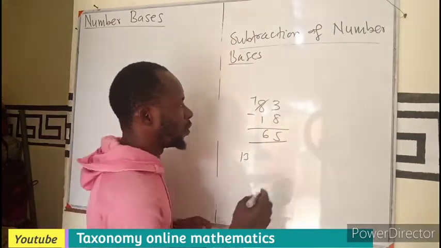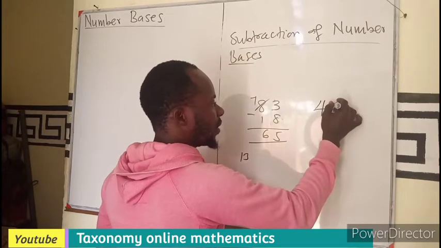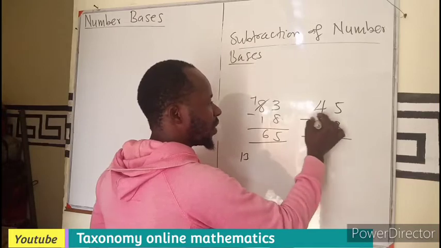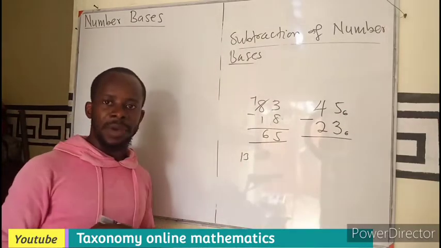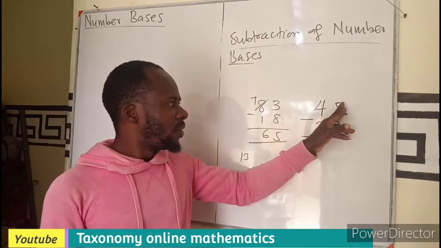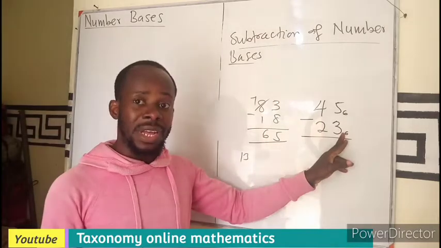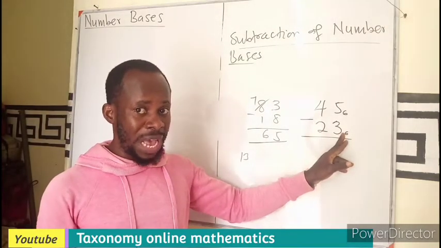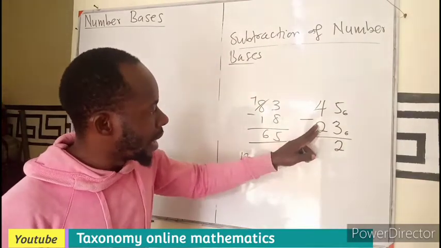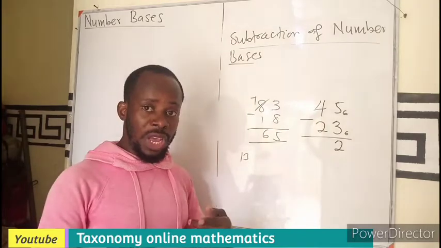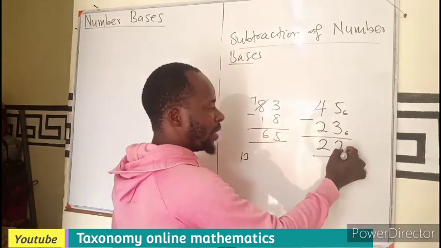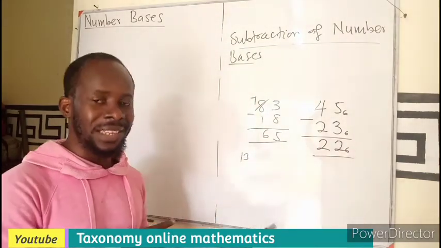Alright, let's go further to have 45 and 23. Let's do this in base 6. Then base 6. This is going to be 5 minus 3, easy. So we have 2. So I'll have my 2 out there. 4 minus 2 will also give us 2. So this is 22, but for me to indicate the base, it becomes 22 base 6. You see, it's very easy.